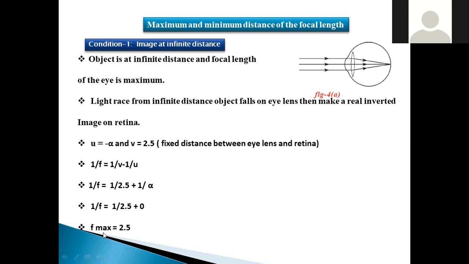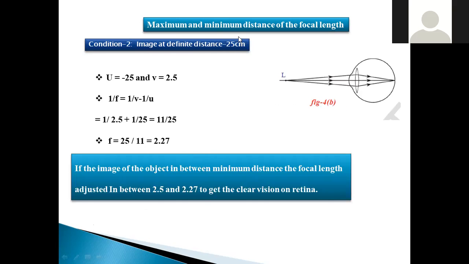Why is it indicated as maximum? Whenever an object is kept at infinite distance, the focal length is known as focal length maximum. That's why focal length maximum is given as 2.5. So this is a condition where the object is kept far away from the viewer. Okay. Now let us apply condition 2.